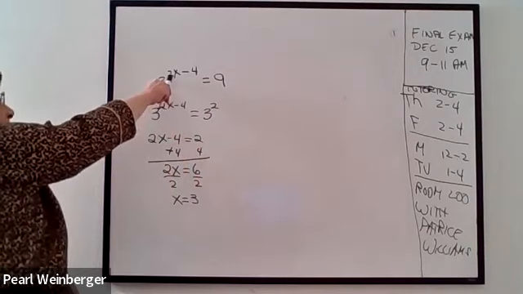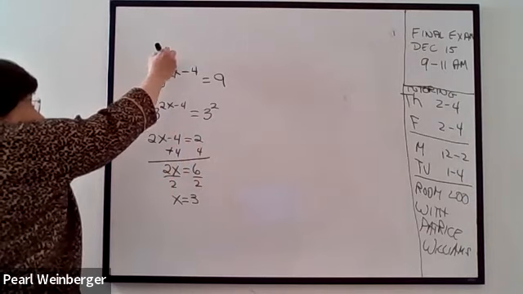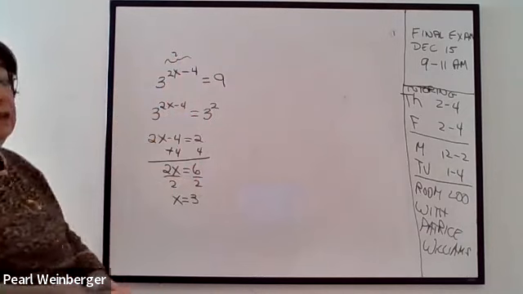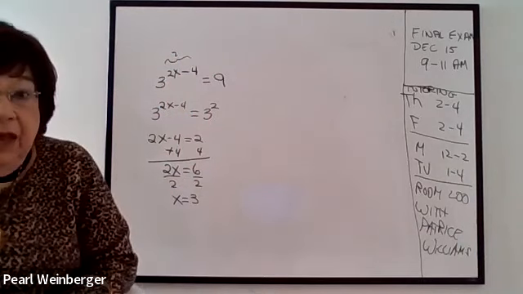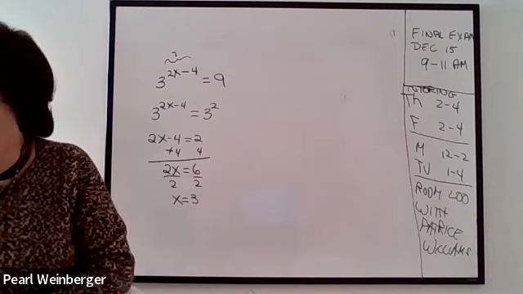And it makes sense because 2 times 3 is 6, minus 4, that makes this whole exponent equal to 2, and 3 to the 2 is 9. It does work. So that's how we solve an exponential equation.